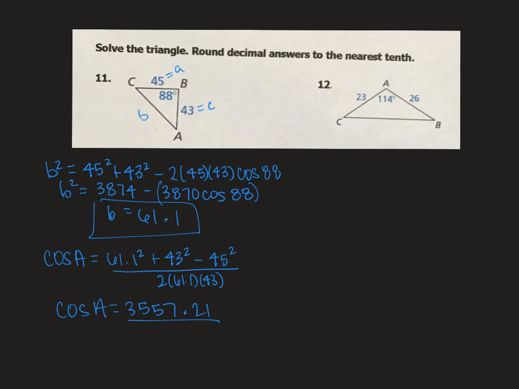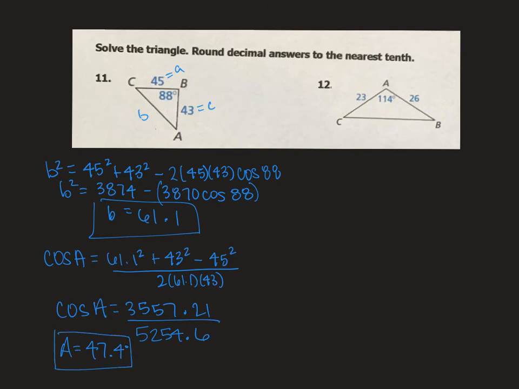And then 2 times 61.1 times 43 is 5254.6. Now to get angle A by itself, we have to do the inverse cosine. So what I would do in your calculator is just inverse cosine of that fraction, 3557.21 over 5254.6. That way you don't have to worry about making sure you have an entire decimal in there. When you do that inverse cosine, you get about 47.4 degrees.